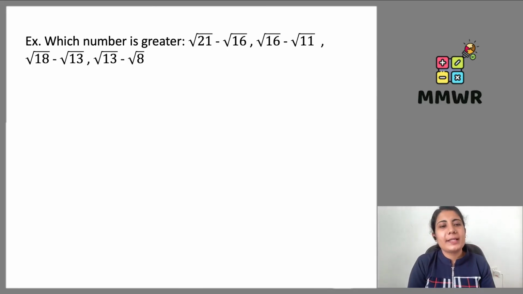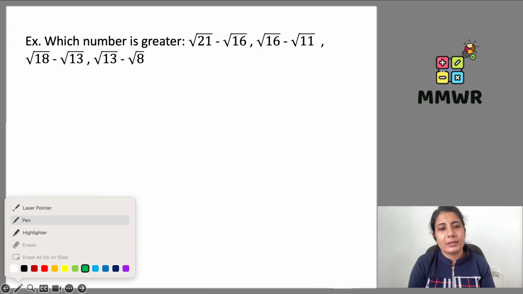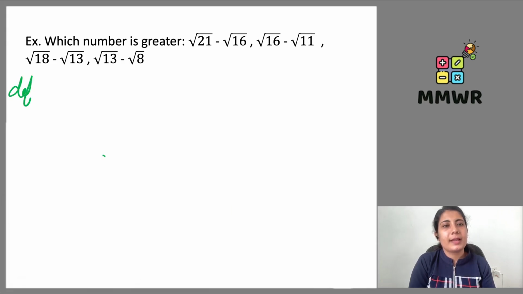How will we be simplifying this? First we'll find out the difference everywhere, and then the sum also, because the sum is only going to give the answer.